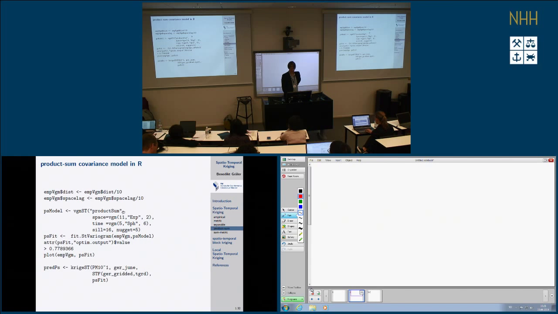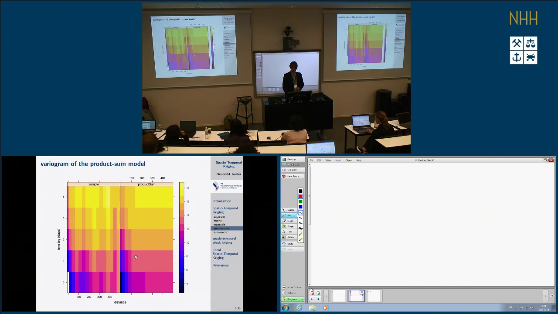Here we provide the spatial component again as space, the temporal component as time, and we can again choose all kinds of combinations between exponential, spherical, and the long list of possible values. Do the fitting again, look at the attribute of the optim output here, and see it's again a bit smaller. Well, it's a more complex model, so we hope to get a bit closer fit. We look at the plot again, and here's the product sum.